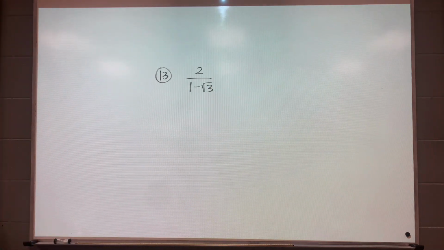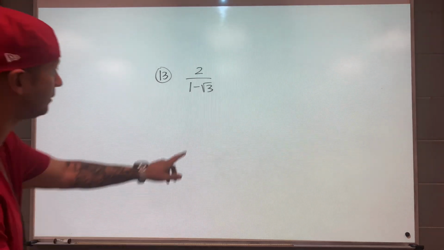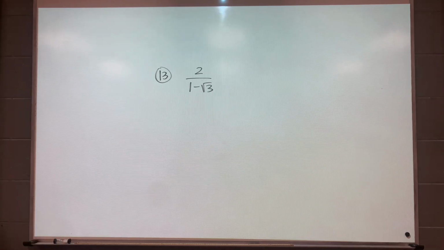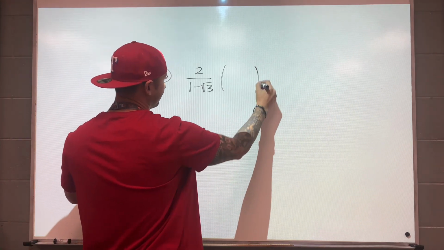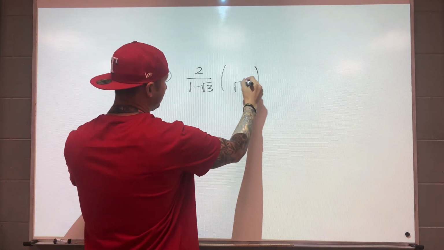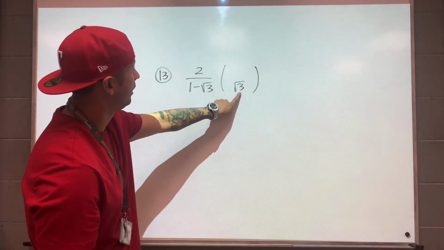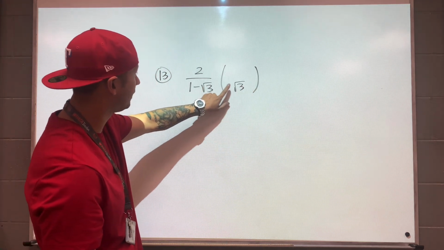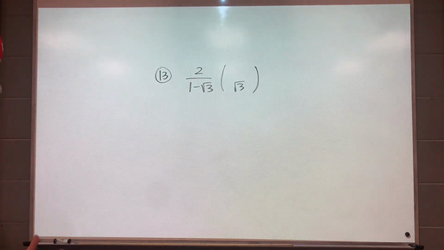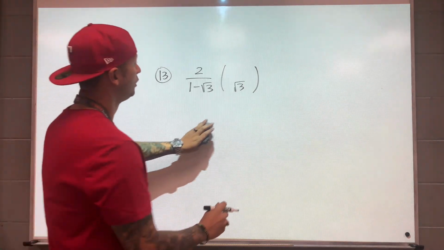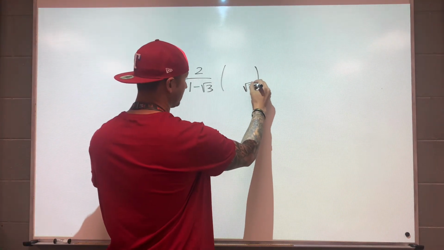All right, gets a little bit more interesting. So 2 over 1 minus root 3. Now if I want to clear the bottom, I don't want a square root in the denominator. I can't just multiply by root 3, because if I multiply by root 3, I'm going to have to distribute. So this is going to be 3, but then root 3 times 1 would be root 3, and I would still be left with a root 3 in the denominator. So just root 3 won't work.